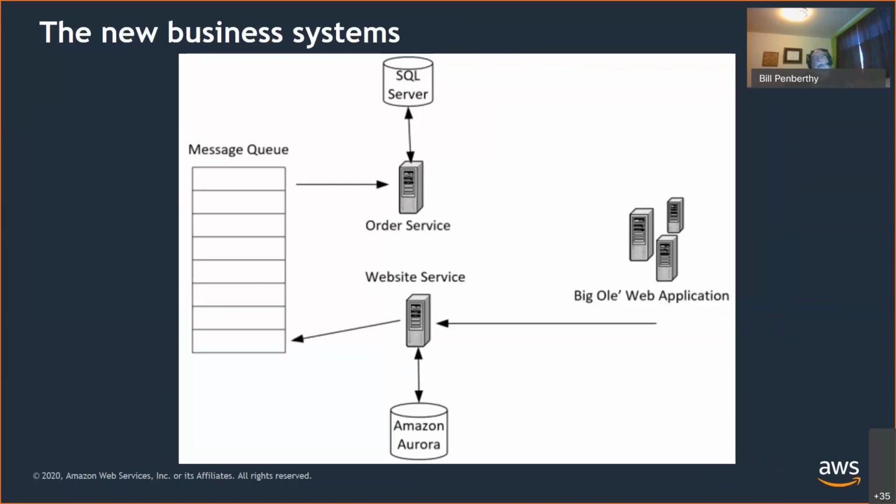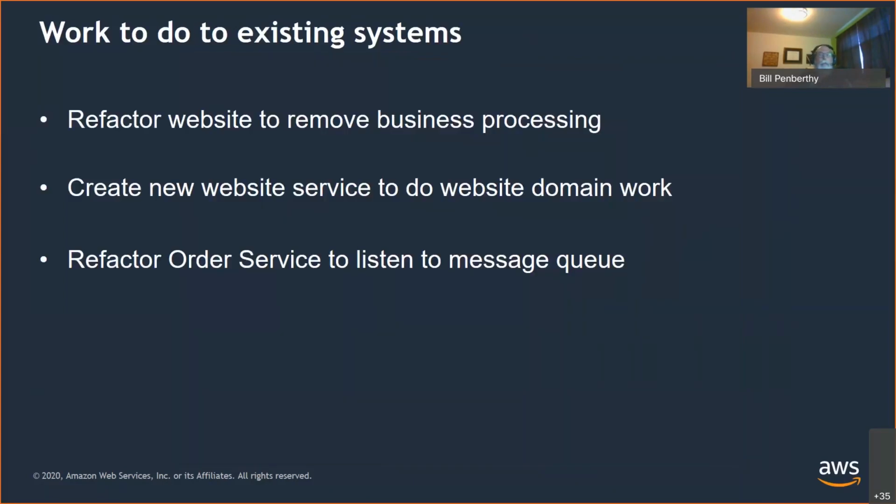So we're adding two new constructs here: the website service and its attached storage, in this case Amazon Aurora, and the message queue. We're changing the big old web application by removing all of the business process that it was doing and moving that processing into the website service. We're changing the order service so that it listens to the message queue for order created messages. So the work that needs to be done: refactor the website to remove business process, create the new website service to do website domain work, and refactor order service to listen to the message queue.